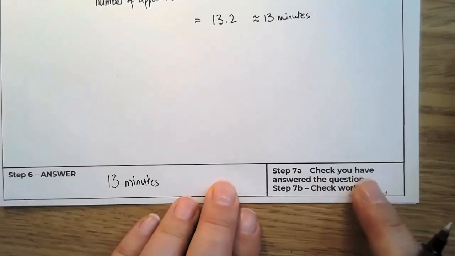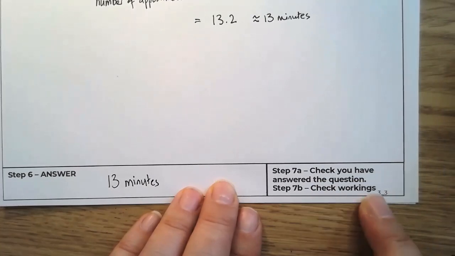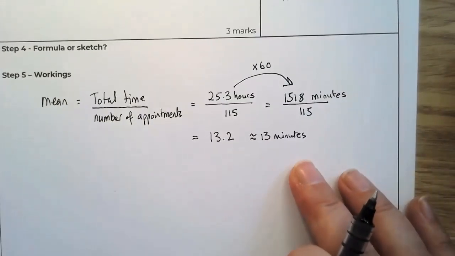Last 2 steps here. Check you've answered the question. It said, give my answer in minutes. It was the mean. And then check my workings. I did that as I went through, but I could check it again.